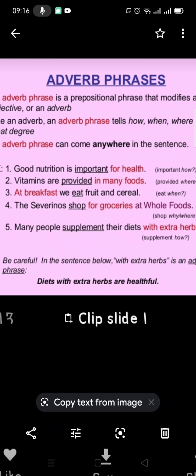Then the next sentence is: many people supplement their diet with extra herbs. Here the question arises, how? How do many people supplement their diet? The answer is with extra herbs. So in this exercise, all the highlighted words and phrases will be called adverb phrases.